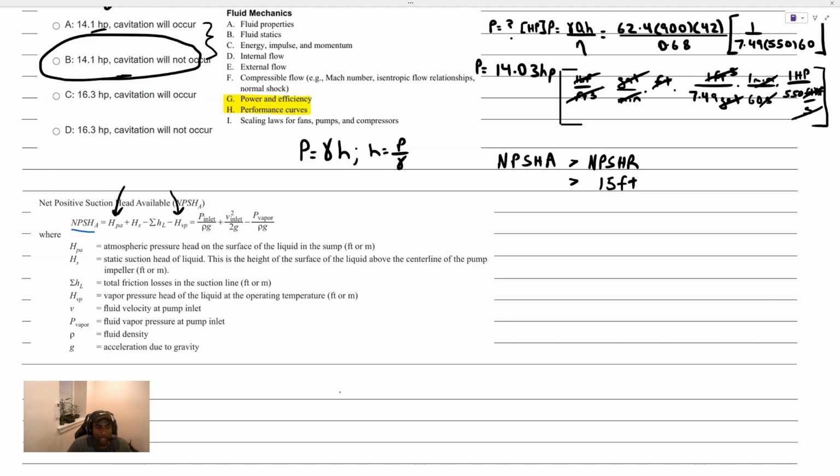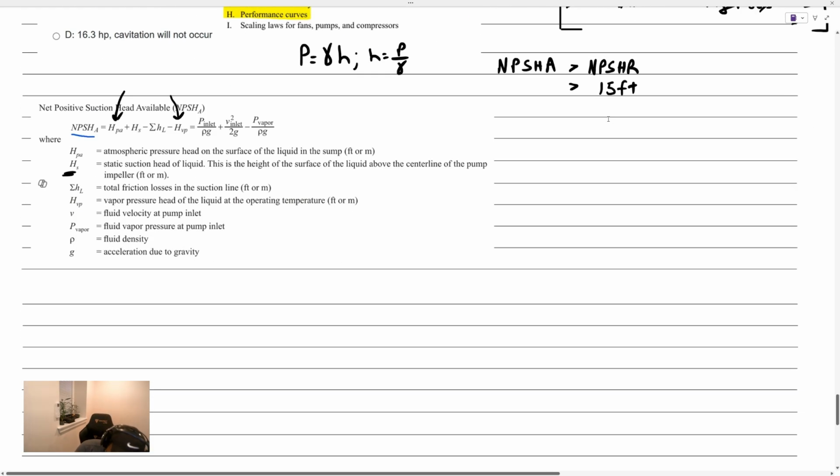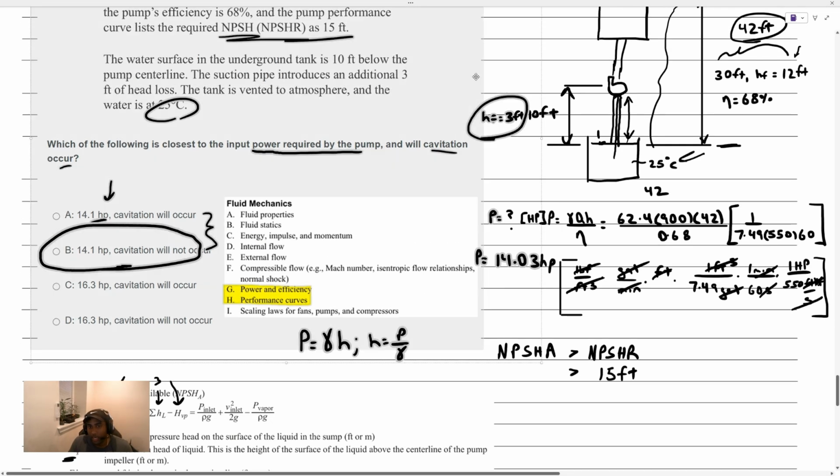And let's look at the static suction head of the liquid. It says that this is the height of the surface of the liquid above the center line of the pump, while our surface of the liquid is not above, it's below. So it wouldn't be a plus 10. This term would actually be a minus 10. And then we know what our frictional loss is. That was 3 feet, and that is this term right here that I enclosed.